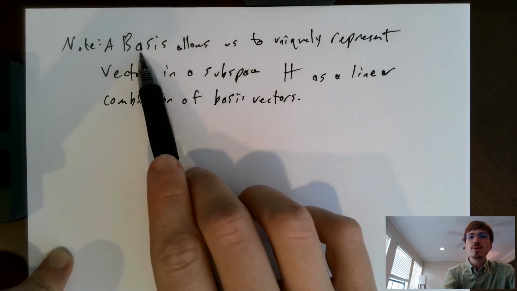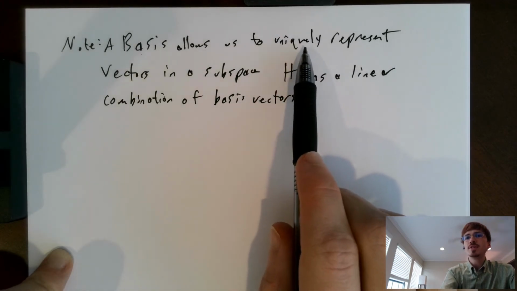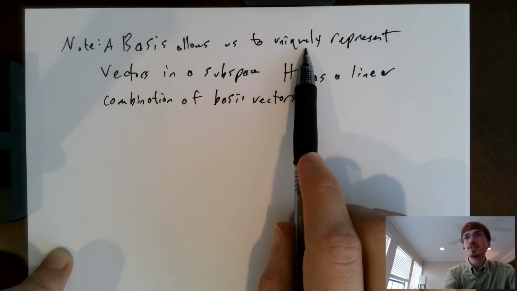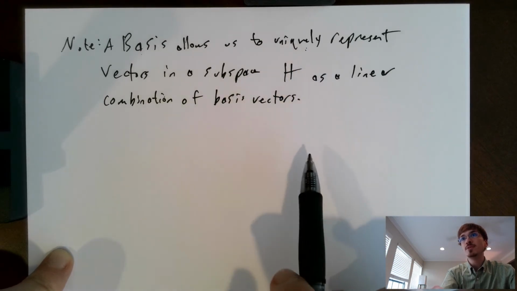And given a basis, why do we have a unique representation? That comes from the linear independence.